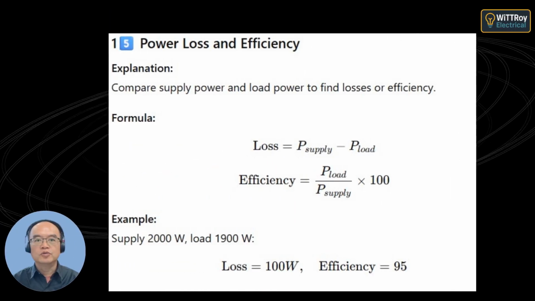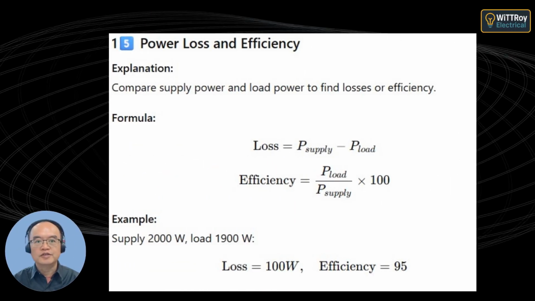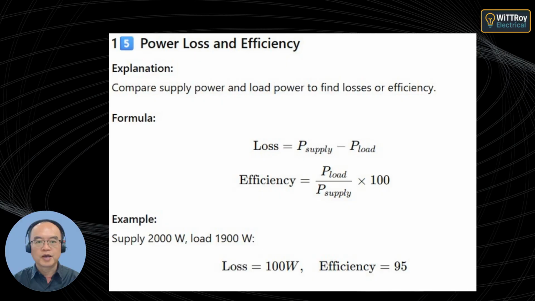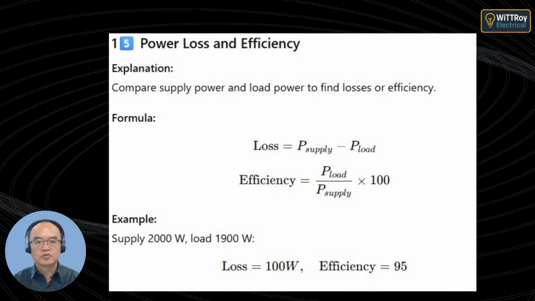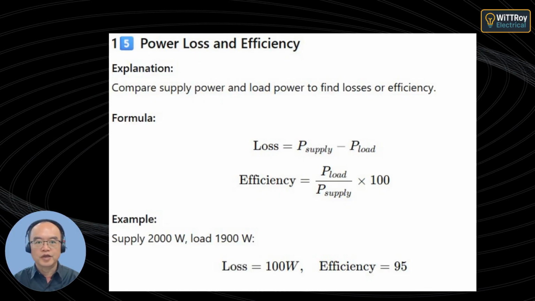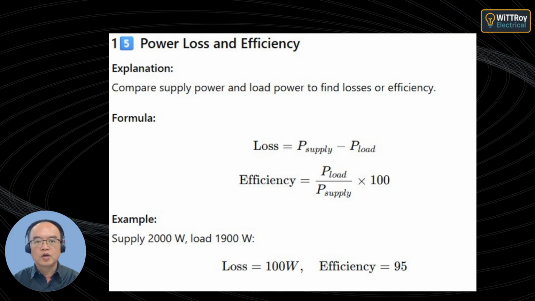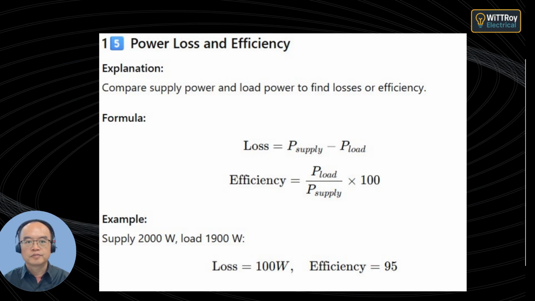When current flows through resistance, some energy is lost as heat. Efficiency is output power divided by input power times 100. For example, a 2000 watt supply with 1900 watt load has 95% efficiency. Less voltage drop means better performance.